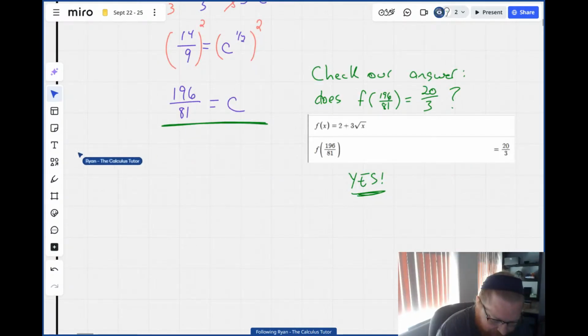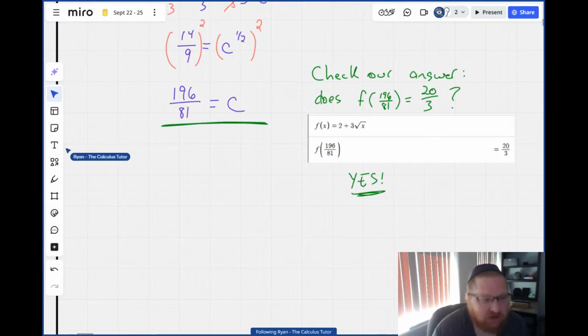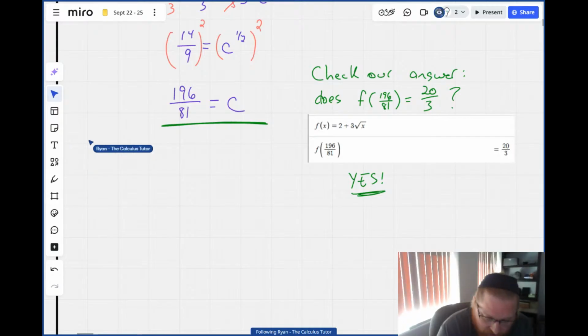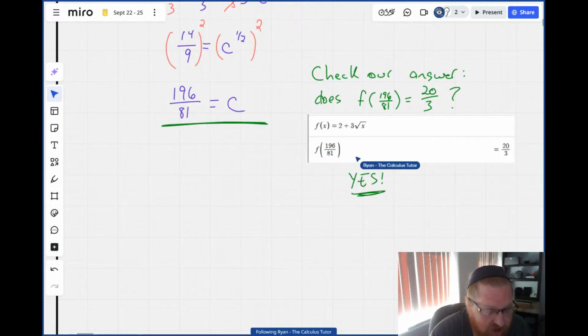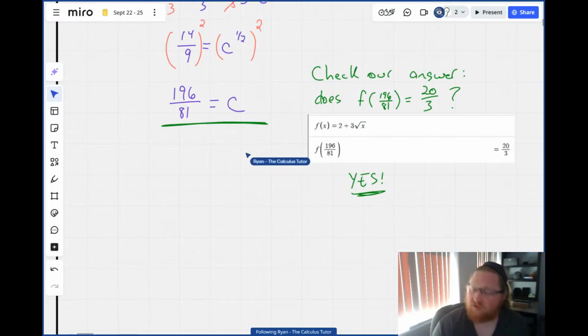I encourage you to do this. You don't have to do this on your actual homework that you turn in. Just do it in your head. I'm going to actually write it out, but at least do this in your head. Now that we've done this, we've taken a minute to check our answer. Now we want to tell ourselves, what did we just find?